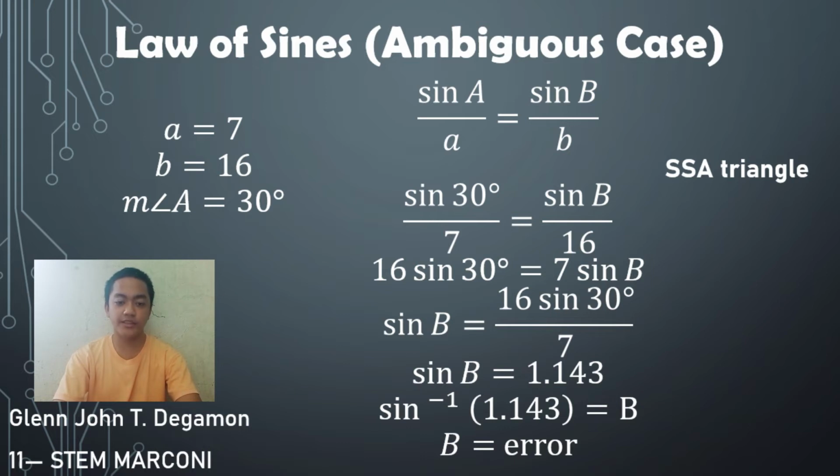So divide both sides by 7. This will be 16 sine 30 over 7 is equals to sine B. So simplify the left side of the equation. This will be 16 sine 30 over 7. So 16 sine 30 over 7 is equals to 1.143.